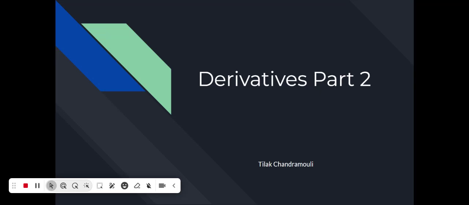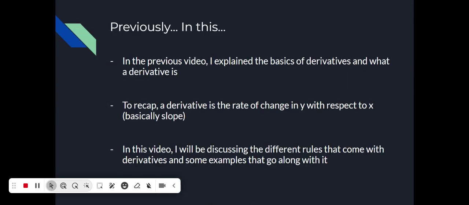Hey guys, so this is part 2 of the derivatives video I created yesterday. In the previous video, I explained the basics of derivatives. To recap, a derivative is the rate of change in y with respect to x, basically just taking the slope of a line. In this video, I will be discussing the different rules that come with derivatives and some examples that go along with them. So let's get started.